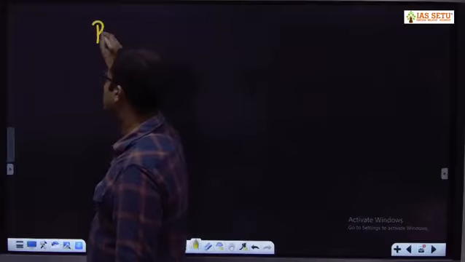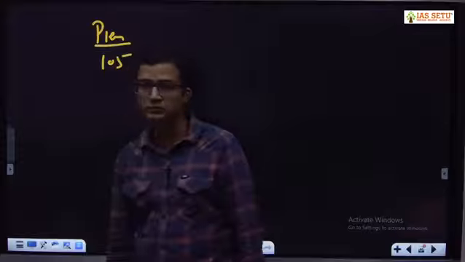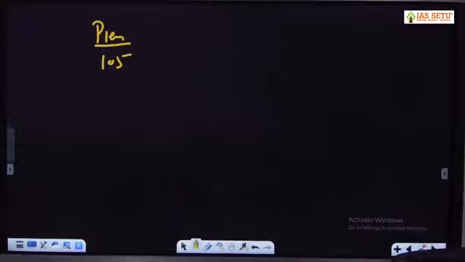Right. Number of pieces 105. If the number of pieces is 105, for 105 pieces, what is the minimum number of cuts required? The maximum will be 104.